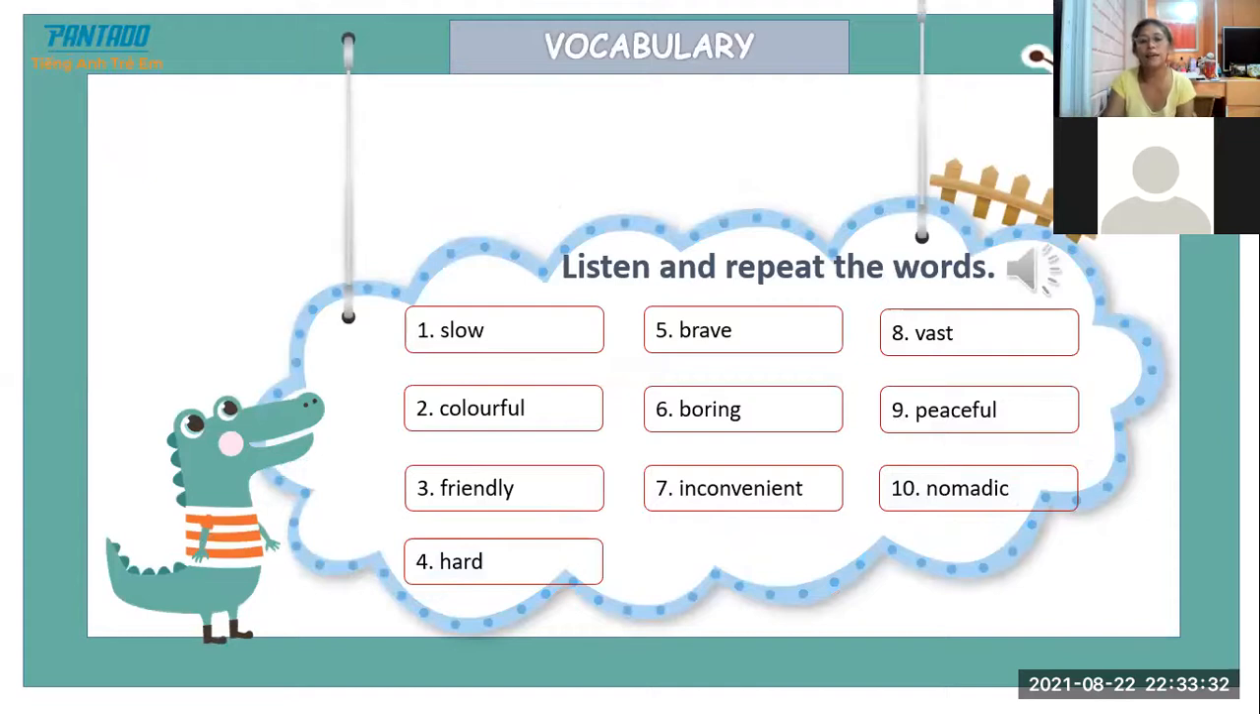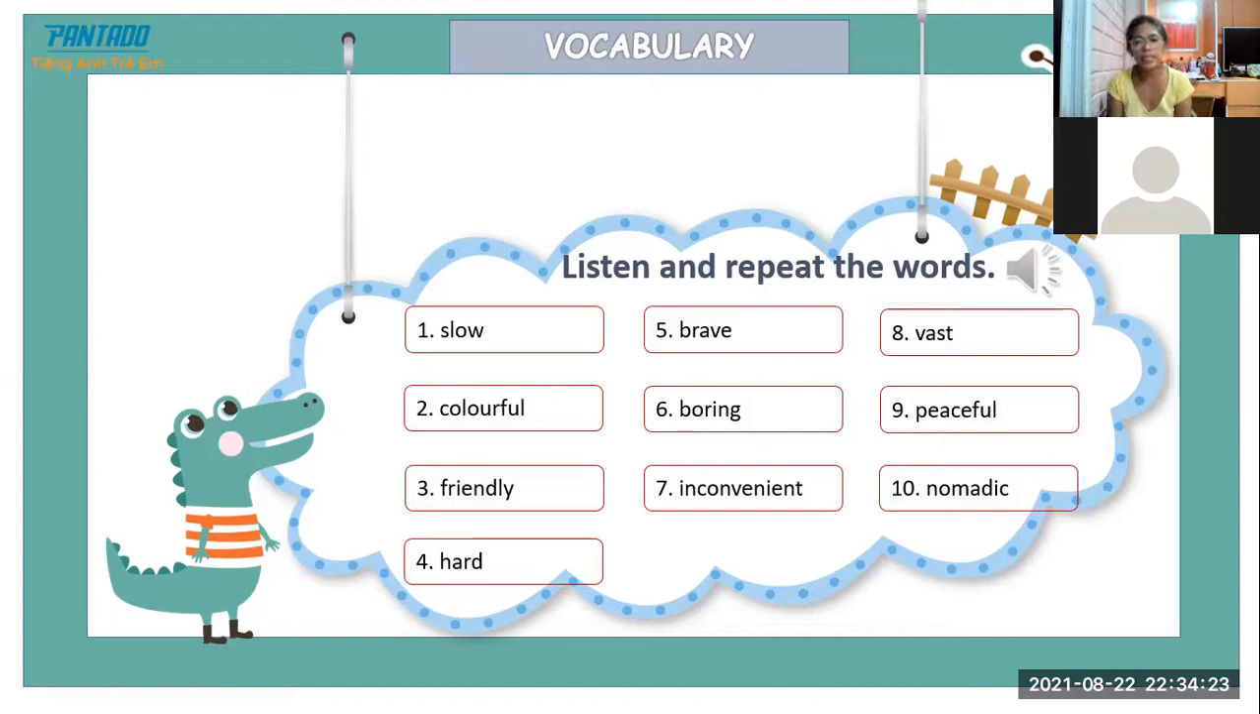Okay. Here you listen and repeat the words. Vocabulary. Activity 1. Okay. And repeat the words. 1. Slow. 2. Colorful. 3. Friendly. 4. Hard. 5. Brave. 6. Boring.